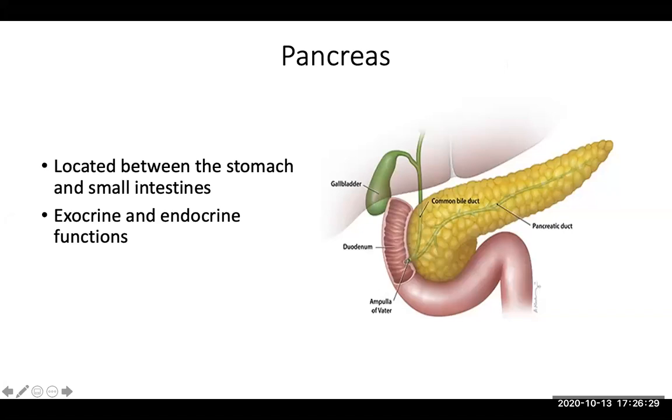Our pancreas has a few different methods as well. When we look at the pancreas, it has both exocrine and endocrine functions that we'll talk about. It is located between the stomach and the small intestines. But specific to digestion, this is the exocrine function of the pancreas, okay? It produces and excretes enzymes to help digest food. Those enzymes are lipase and amylase. Lipase promotes fat breakdown and absorption, and amylase aids in the digestion of starch.